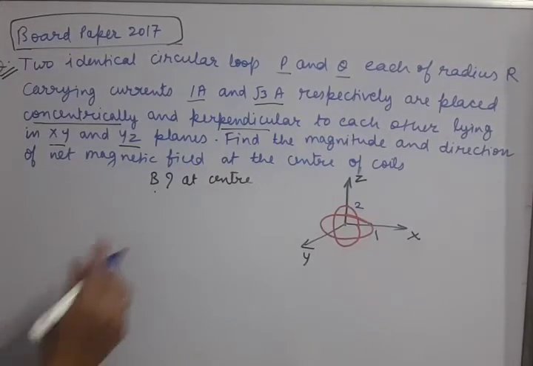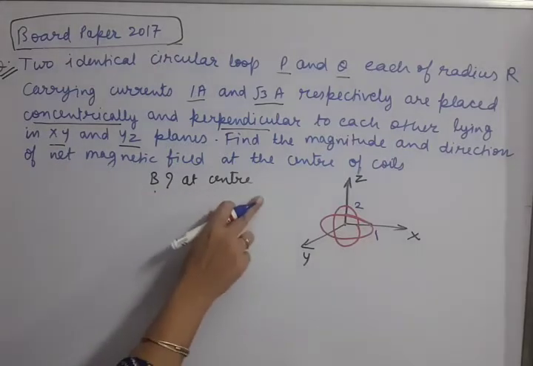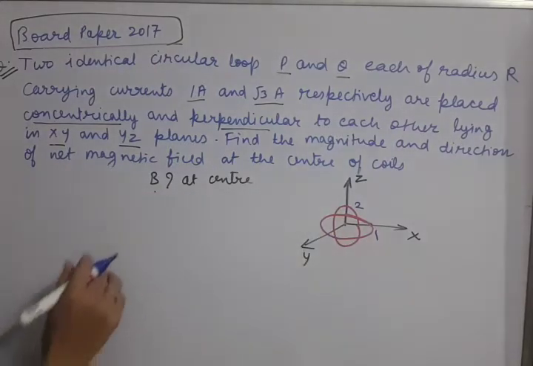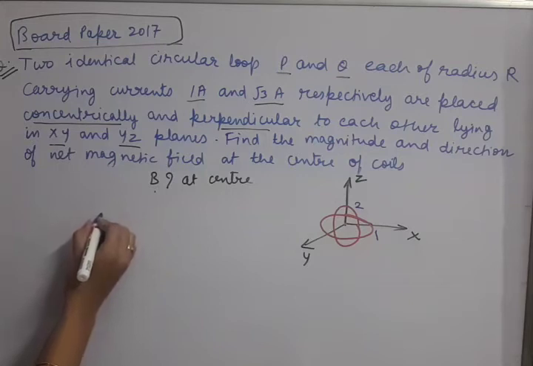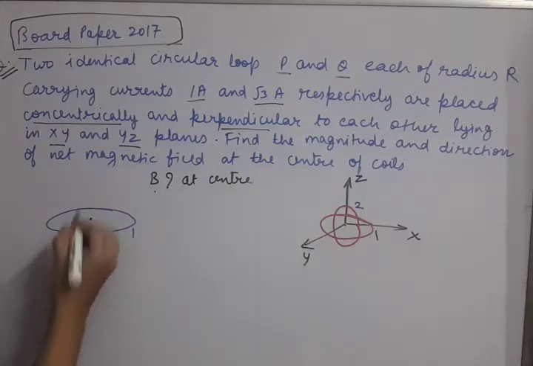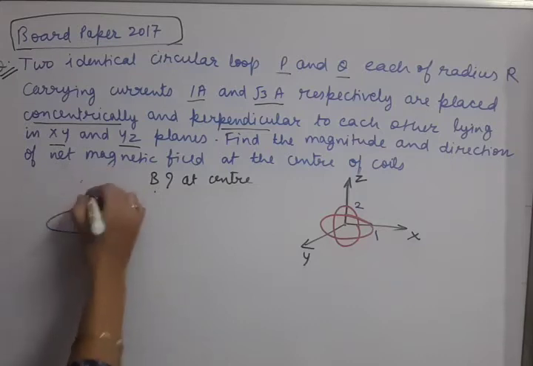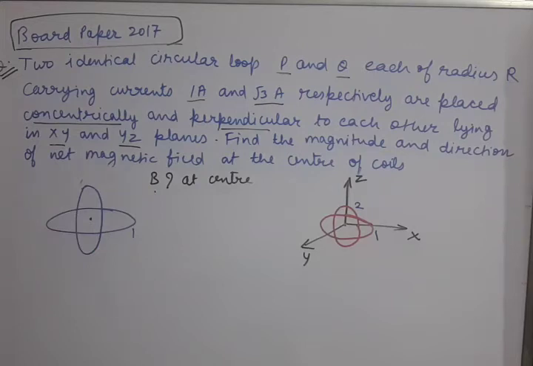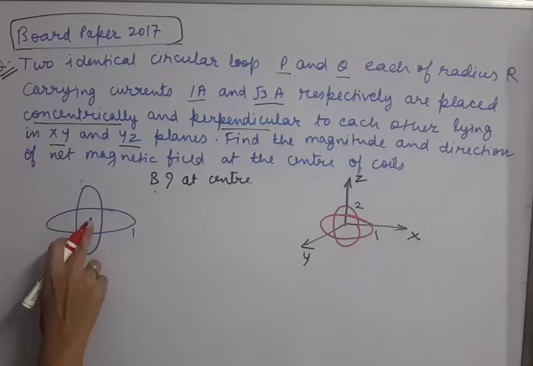and perpendicular. Now we are asked to calculate the magnetic field at the center. So let us draw these coils here and show the individual magnetic fields. This is our first coil, which is horizontal, and the second coil is vertical. Their centers are common. Now we have to find the net magnetic field at the center.